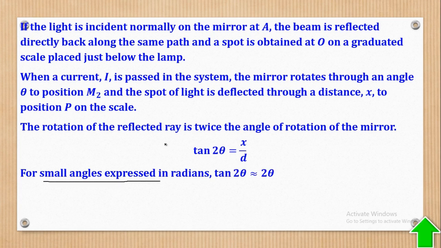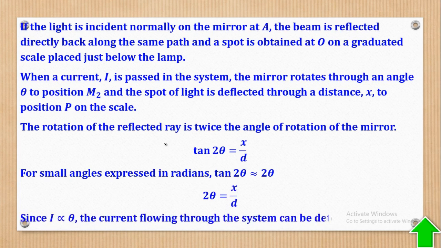Now for small angles expressed in radians, tan 2 theta approximates to 2 theta. So tan of an angle approximates to that very angle. That implies that where there is tan 2 theta, we should just put 2 theta to be equal to x over d. Now since I is proportional to theta, the current flowing through the system can be determined, because now you have got theta. So that is how marks would be awarded.